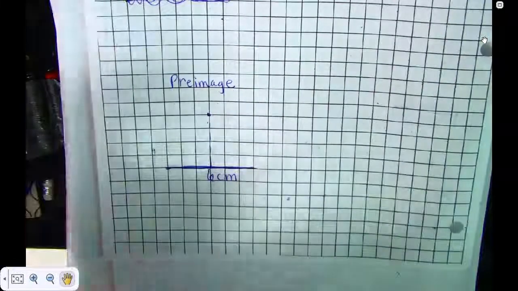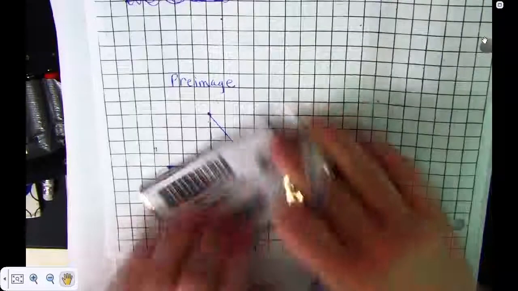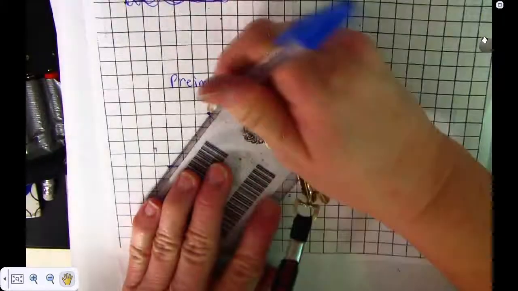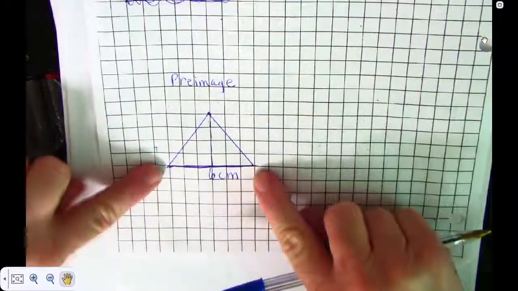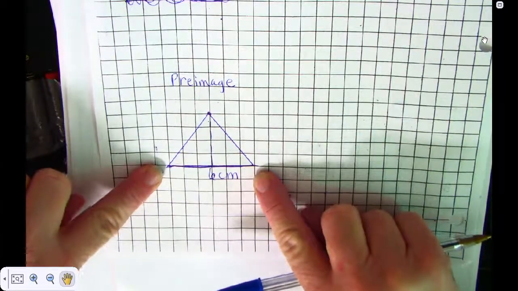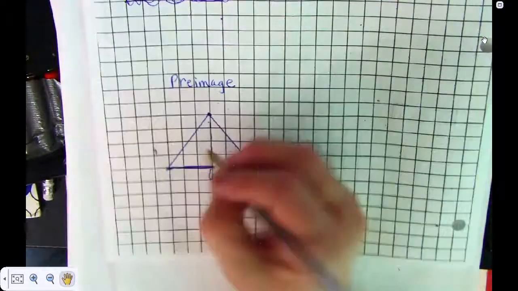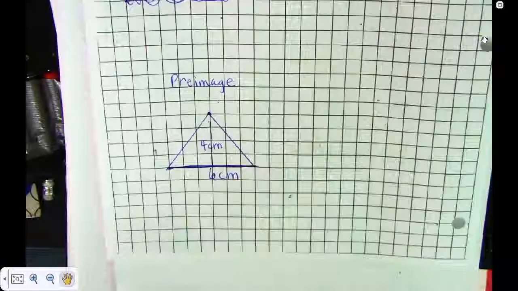Then when you connect, somebody explained this very well first period. They said now the distance from that vertex to the corner is going to be the same distance, if you're in the middle, correct? Okay, and write 4 centimeters across the height.